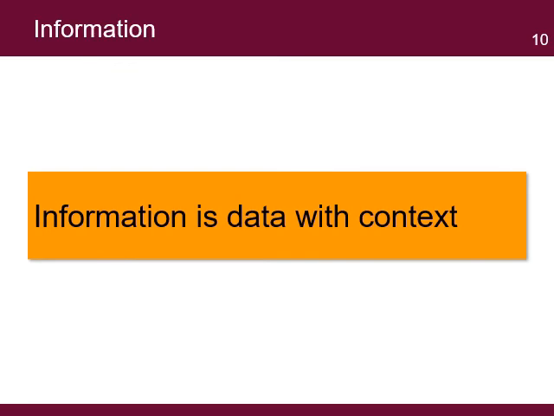Information is defined as data with context. Peter Drucker defines information as data endowed with relevance and purpose. Data becomes information when it's placed within a context.